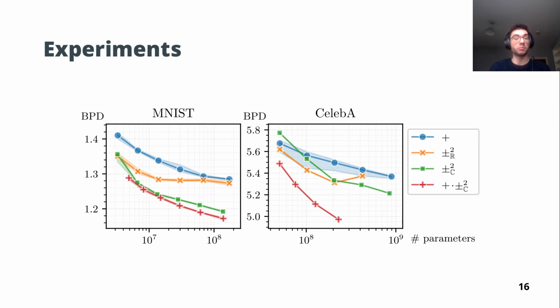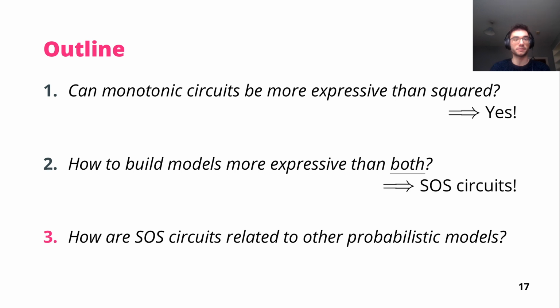Moreover, we scale these models up to 1 billion parameters on image datasets, and we compare them based on bits per dimension, so the lower the better. For these experiments, we also introduce SOS circuits with complex parameters in green, or that have been obtained by multiplying a monotonic and a squared circuit in red. We again show that SOS circuits scale better and achieve better performances.